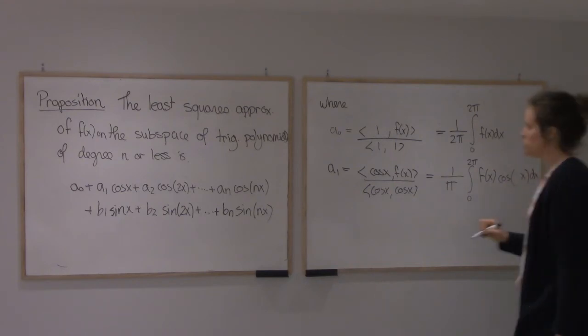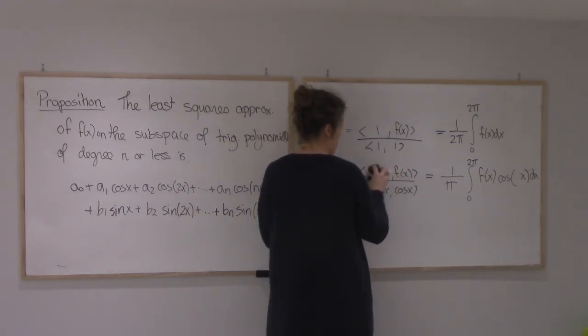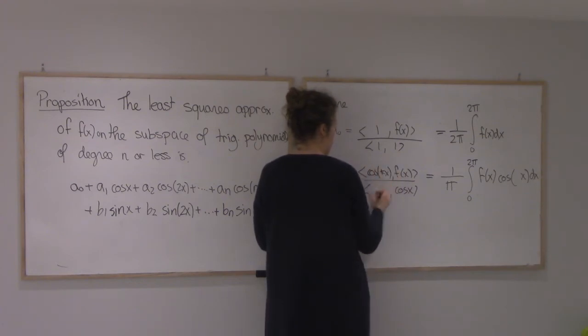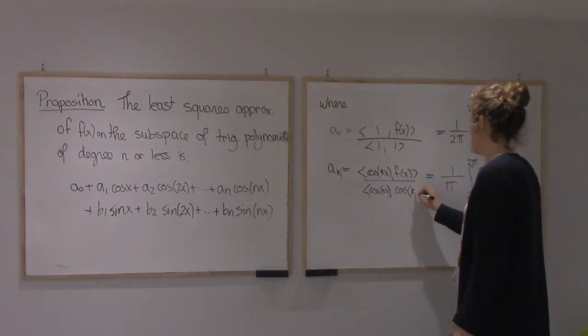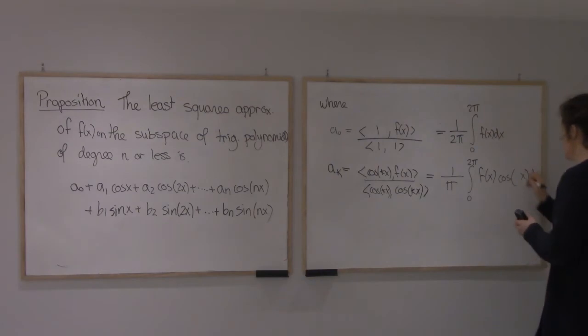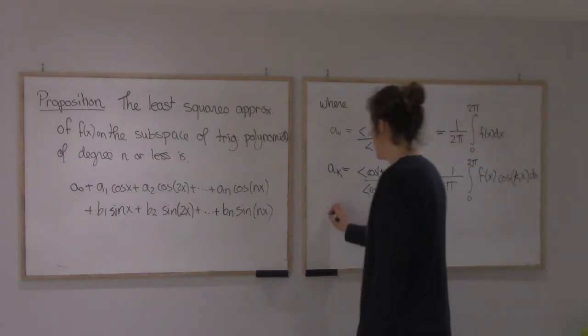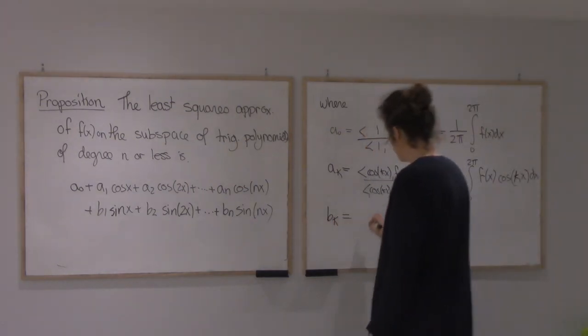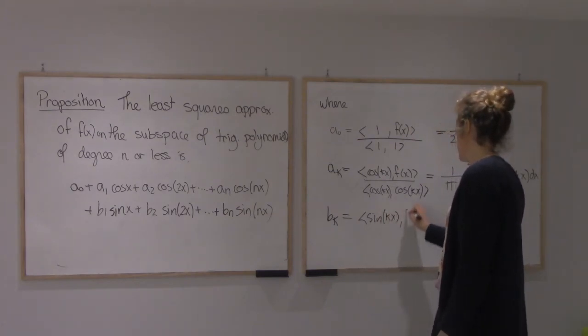And I could generalize this with a k, so cos kx here. Same thing here, cos kx. And same thing here, cos kx. Alright, so this is the integral that gives me the kth coefficient, and if I want the kth coefficient, then I'm going to use sine kx, f of x.